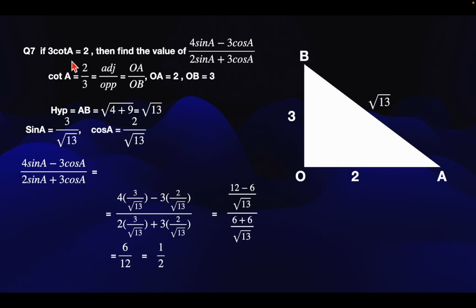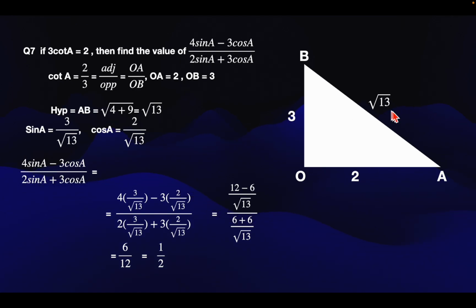Question 7. If 3 cot A is equal to 2, then find the value of this expression. Okay, cot A is 2 upon 3. That is adjacent upon opposite side. So here it is the angle A. Adjacent is 2 and opposite is 3. So write down like this. Find the hypotenuse by the Pythagoras theorem. AB square is equal to BO square plus OA square. Simplify, you will get AB hypotenuse as root 13.